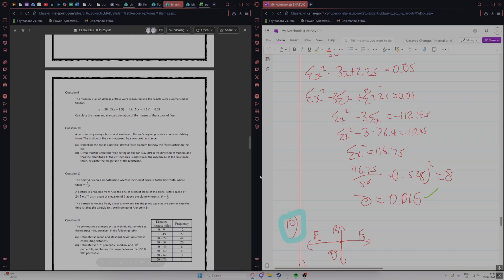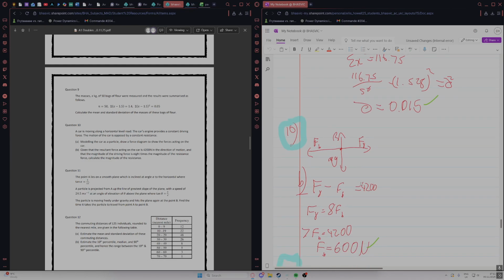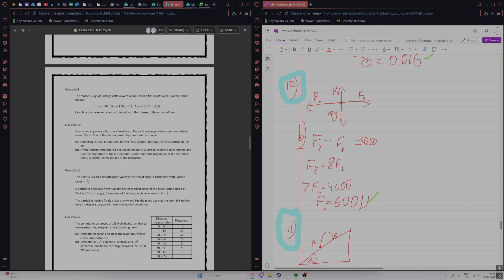Next question, we got some more mechanics. This was kind of annoying. You just had to draw a diagram first. This was easy, and because it's not inclined, it makes it a lot easier to draw a diagram. And you know that the resultant force is 4,200, so you know that F is just the forward force, FB is the backwards force. That equals 4,200 newtons. And you know that the forward force is 8 times the backwards force, so you can just substitute that into the equation and find the backwards force.